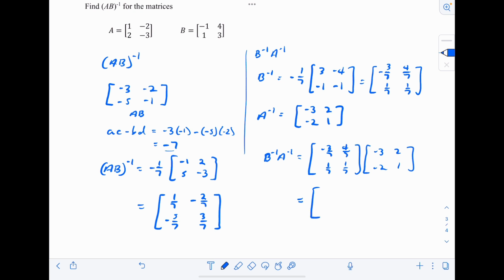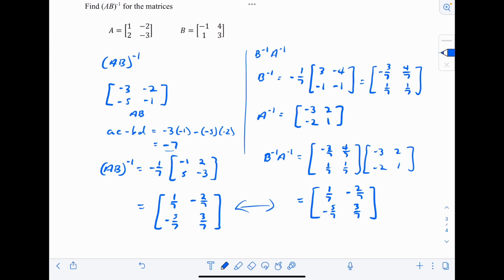I'm going to ignore the sevens because we know all of our denominators will be over 7 in our answer. So I've got a positive 9 minus 8, which is a positive 1 over 7. Second column is negative 6 and 4, which is a negative 2 over 7. Then in the second row, a negative 3 and a negative 2 is a negative 5 over 7. And then a positive 2 and a positive 1 is a positive 3 over 7. And you'll notice that, in fact, our two answers are the same.